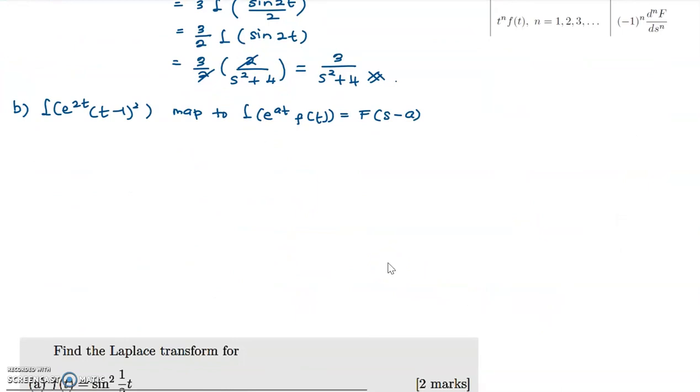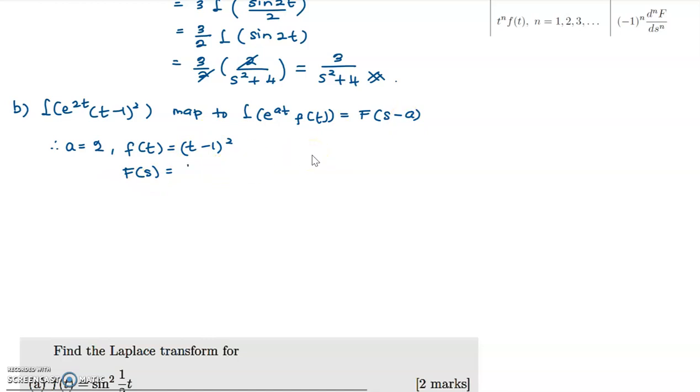Now if we map, then we know our a is 2, because we map e to the power 2t with e to the power at. And then the f(t) is (t minus 1) squared. From the f(t), we find the F(s), because our intention is to know what is F(s minus a). If we know what is F(s), then we can find it for whatever s plus a or s minus a. So we need to get the F(s) first.